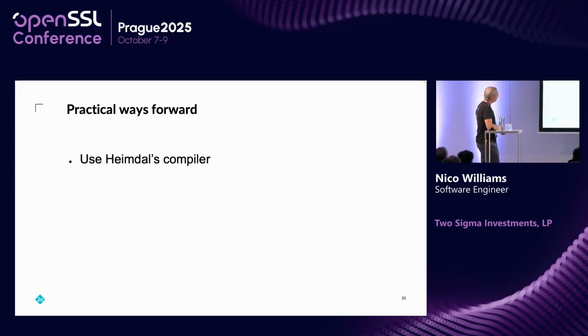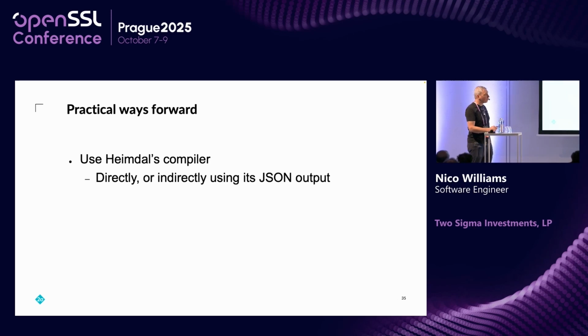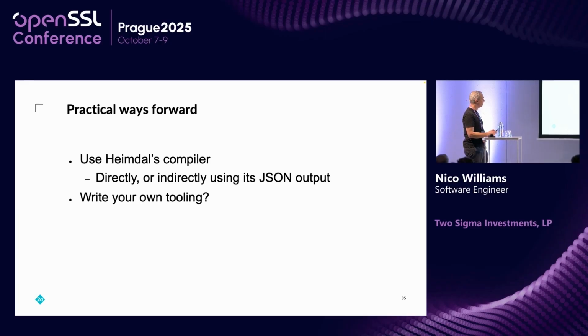So what should OpenSSL do? Well, you could use Heimdal's compiler. If it's an external dependency, you can just use it. And you could always commit its outputs if you don't want people to have to install Heimdal. By the way, Heimdal depends on OpenSSL, so that's kind of a circular dependency. But at least the ASN.1 compiler doesn't, so it could really be removed from Heimdal and made a separate thing. So you could either use it directly, have it code gen for you, or just indirectly use its JSON output to drive code gen yourselves.